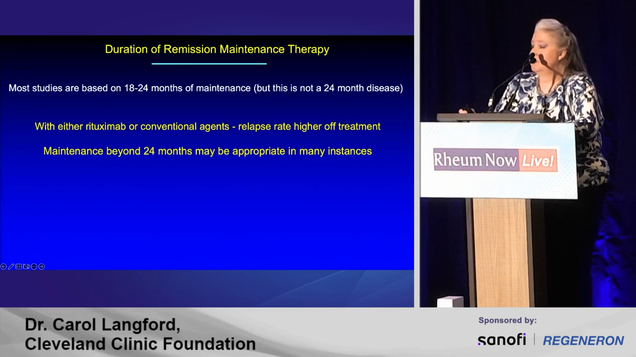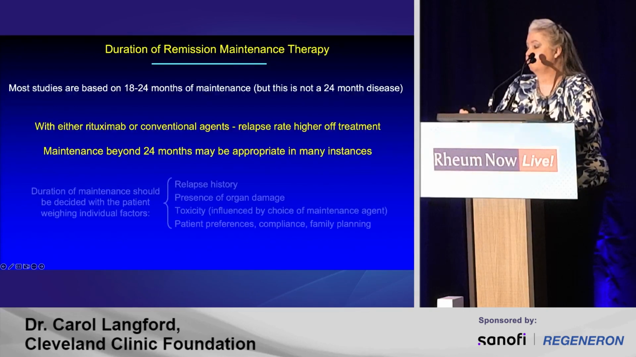Now, what about duration of remission maintenance therapies? Although most clinical trials are based upon 18 to 24 months of maintenance, as we all know, this is not a 24-month disease. And with either rituximab or conventional agents, the rate of relapse is higher off of treatment than on, such that maintenance beyond 24 months may be appropriate in many instances.